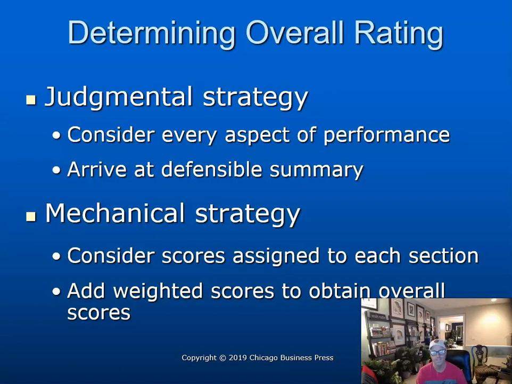And that's why I have a sign behind me that says results matter. Because at the end of the day, you have to have the results. You could be a nice person, which is important, but you also need to be a person who meets and or exceeds the expectations of your job, and that comes into play in the determination of your overall rating.